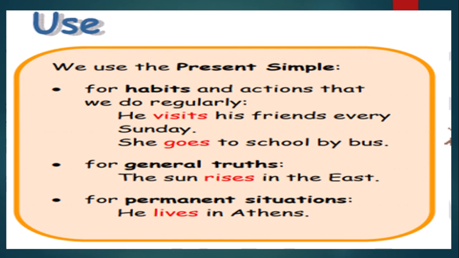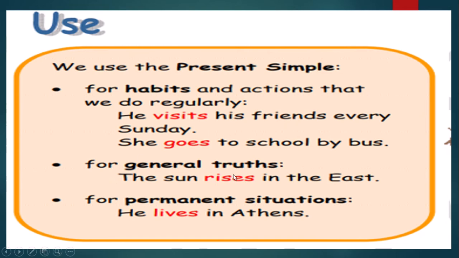The first one, for habits and actions that we do regularly. Regularly, which means daily. He visits his friends every Sunday. She goes to school by bus. So he visits his friends every Sunday, which means every Sunday he visits his friends. She goes to school by bus, which means she never goes to school by car, by taxi, on foot.